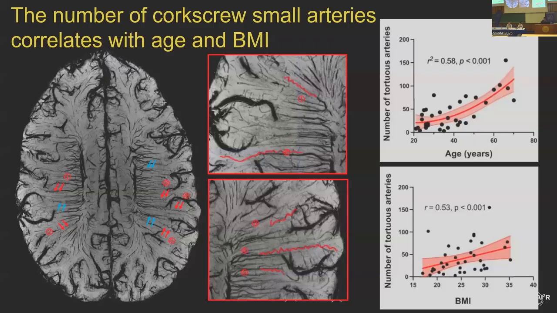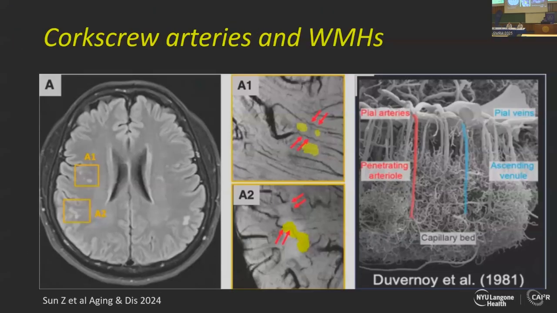So I have another presentation probably in 1 hour, so I'm not going to talk about this in detail, but we found also the regions that have a larger number of tortuous arteries also have a larger number of white matter hyperintensity. And this suggests a strong link, that tortuous vessels may have an impact on the blood flow in this region.